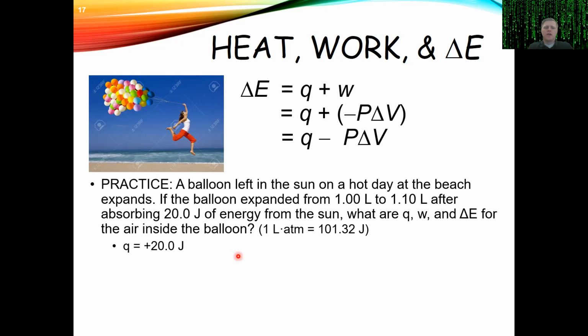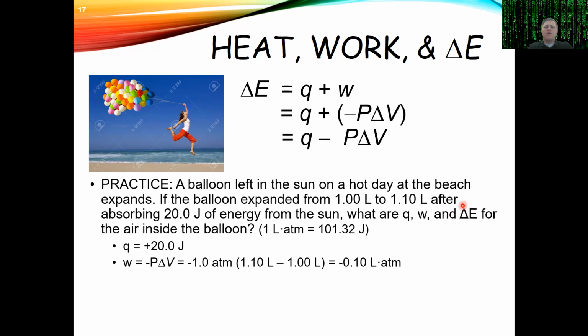Now, what is our work? Well, our work is equal to negative P delta V, where P is our external pressure. We're at the beach, so our external pressure is 1 atmosphere. And then our delta V, we're going from 1 liter to 1.1 liter. So that would be 1.1 liter minus 1 liter, or 0.1 liters, times negative 1 atmospheres. So our work is going to be negative 0.10 liter atmospheres.